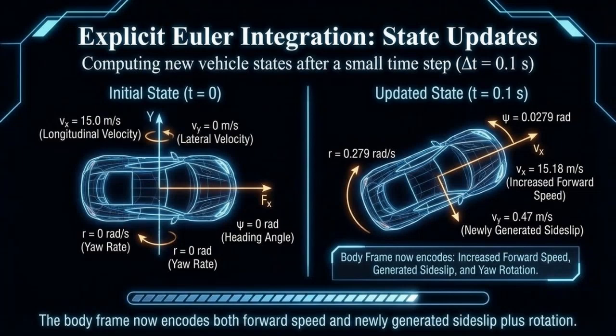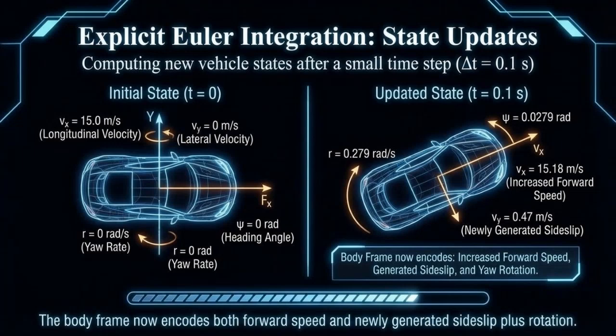step. We now update the vehicle states using explicit Euler integration over a 0.1 second time step. The longitudinal velocity increases from 15 to 15.18 meters per second. The lateral velocity, which was initially 0, now appears as 0.47 meters per second. The yaw rate increases to 0.279 radians per second. The heading angle, psi, advances by 0.0279 radians.